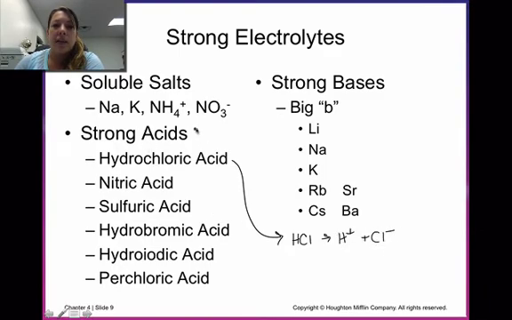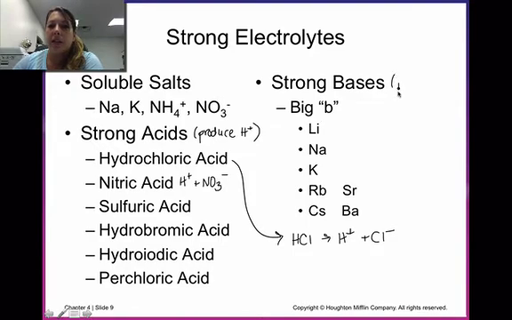So these strong acids produce hydrogen ions in solution. Same is true with nitric acid. You'd have hydrogen ions and you'd have nitrate anions. That would look like that. So strong acids produce hydrogen ions.